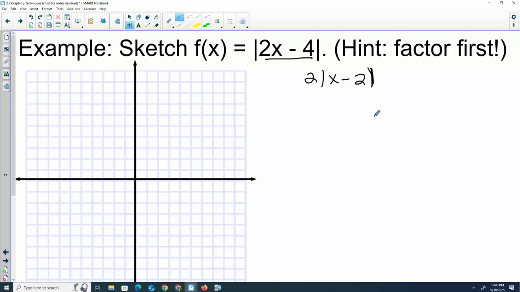All right, so my transformations. What does the minus 2 on the inside do? What does the 2 on the outside do?